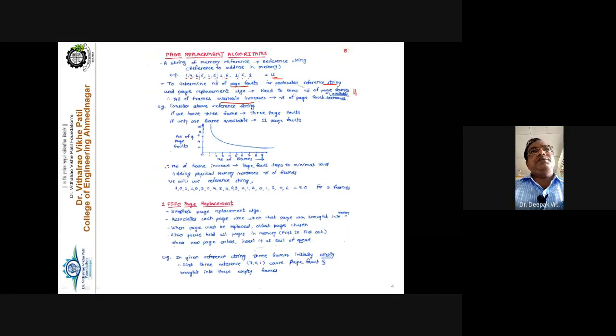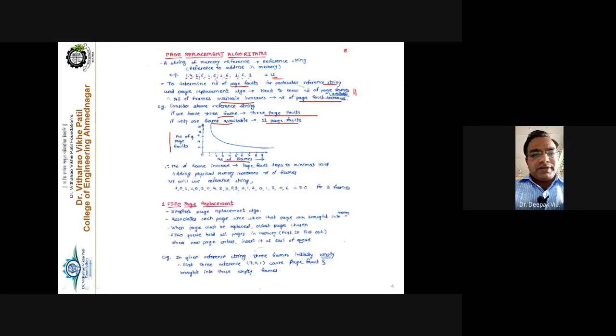See here, as the number of frames available increases, the number of page faults decreases. One can say it is inversely related: as you go on increasing the number of frames, definitely your page fault number will decrease. For example, if we have 3 frames, there are 3 page faults. But if only 1 frame is available, there are 11 page faults. This graph shows the relationship between the number of page faults and the number of frames.